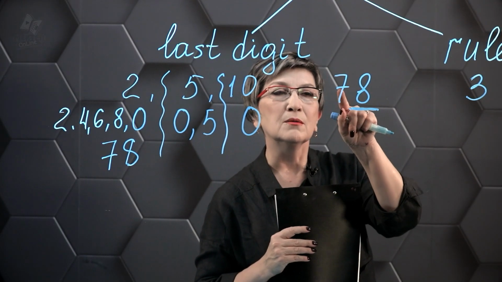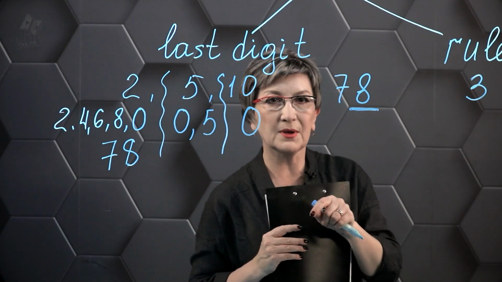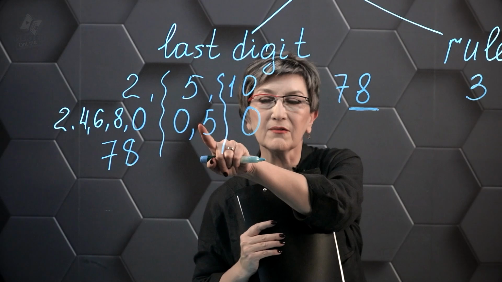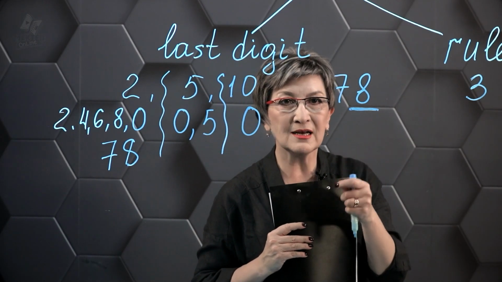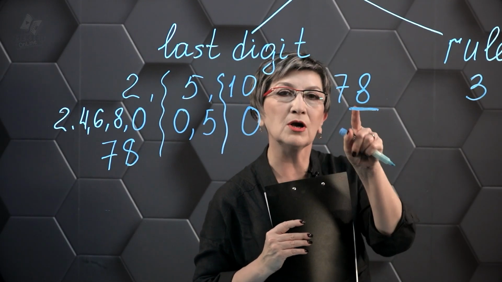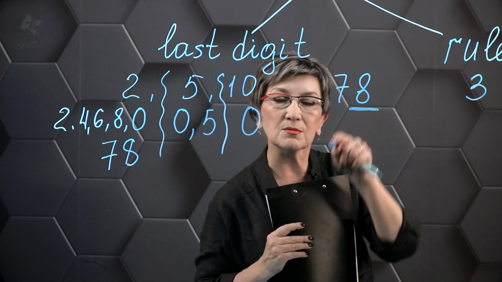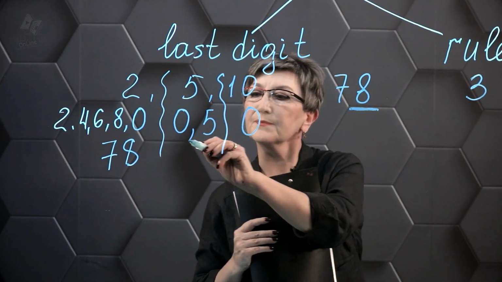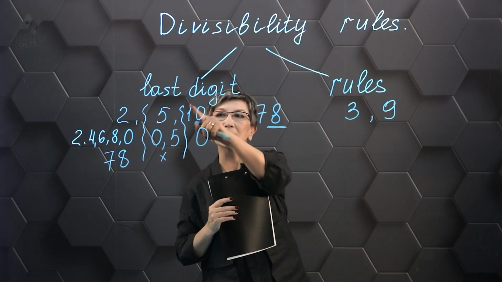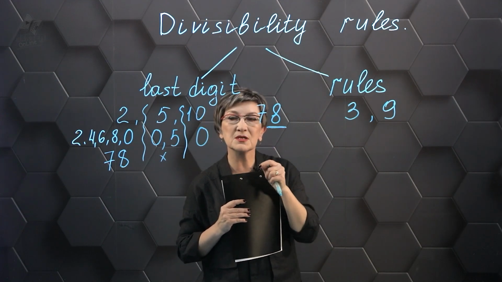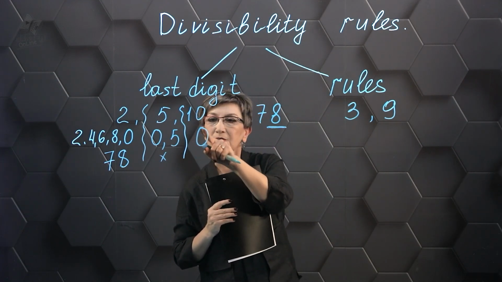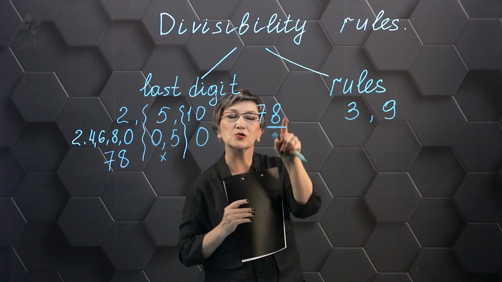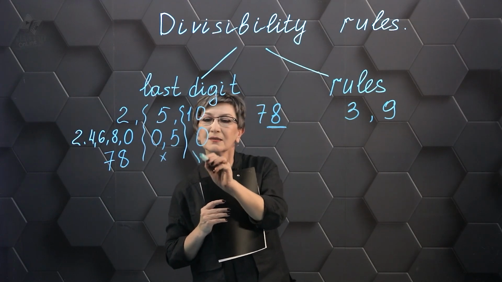Let's determine if the number 78 can be divided by 5. To do this, the last digit is 8. And according to the rule, a number can be divided by 5 if the last digit is 0 or 5. But we have the digit 8, so the number 78 cannot be divided by the number 5. Similarly, consider whether the number 78 can be divided by 10. The last digit must be 0. But in our case, the last digit is 8. So the number 78 cannot be divided by 10.